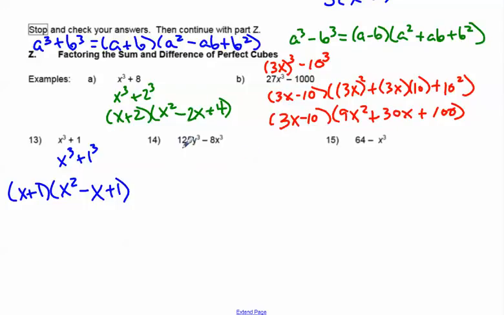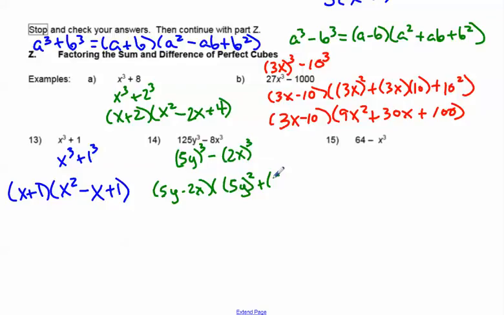Okay. For this one, I want to write 125 as 5 to the third. So altogether, this is 5y to the third minus, I want to write the 8 as 2 to the third. So this is 2x to the third. So I'm using the difference pattern, and my a is 5y and my b is 2x. So I have 5y minus 2x. And then I have the square of 5y plus 5y times 2x and plus the square of 2x.